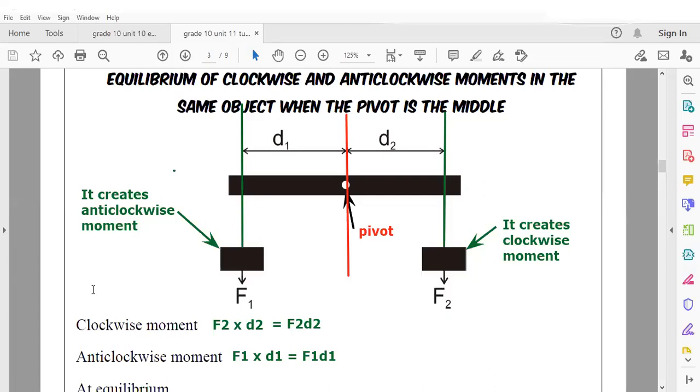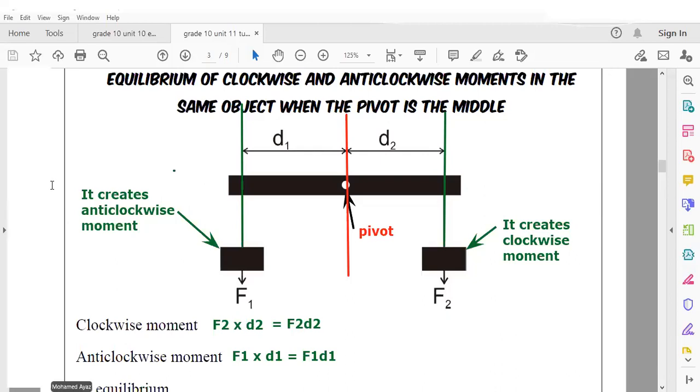Tell me after completing it. Done, sir. Adil, completed. Yes, sir.